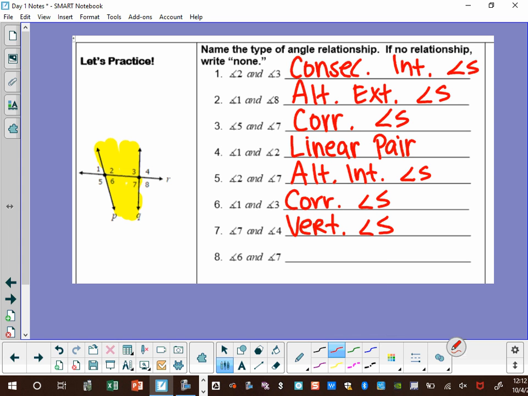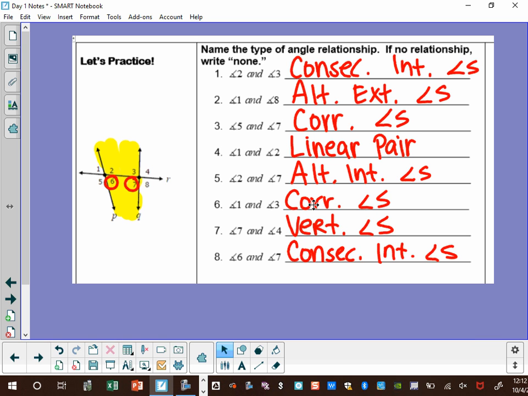All right, 6 and 7. What are 6 and 7? Good, consecutive interior. Once you finish these, you can go to lunch. When you get back, we'll go over the cheat sheet and then we'll go over homework. I'm going to go over the future homework.